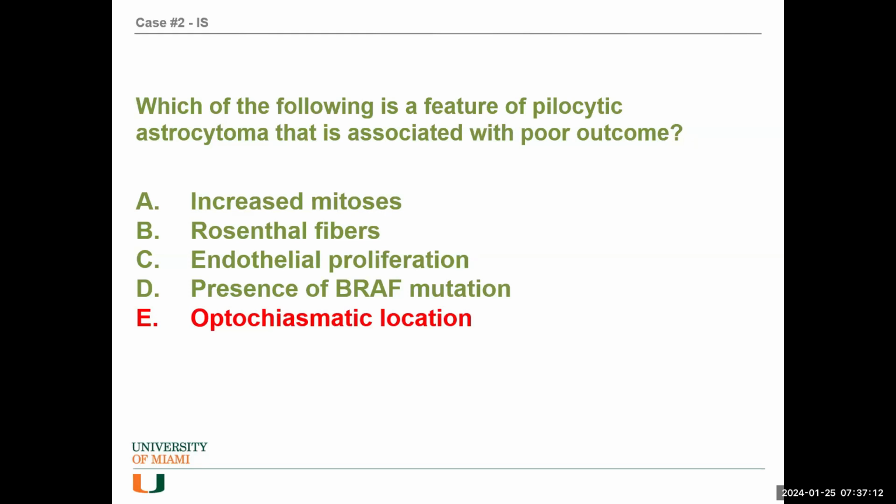Presence of BRAF mutations does not portend poor prognosis. In fact, as Dr. Gultekin mentioned, a lot of these BRAF mutations, particularly the fusion mutations, are the ones that are able to be targeted utilizing BRAF inhibitors. Endothelial proliferation and increased mitoses, again, are more of those red herring answers, but those are not going to be associated with a poor clinical outcome. And finally, Rosenthal fibers don't necessarily indicate poor outcome. There are other diseases that have Rosenthal fibers.